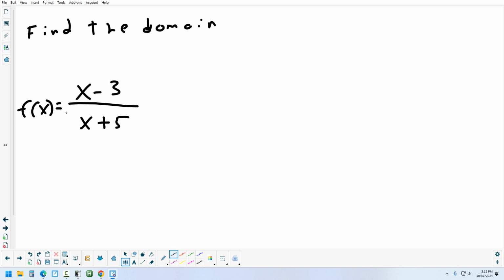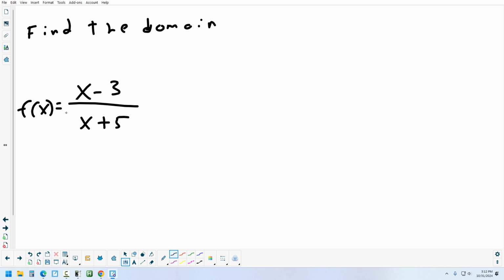Maybe positive 3. So the domain is all the numbers we can plug in here and not run into any problems. So it's negative infinity to negative 5, right? Mhm. And then close parentheses and then the connecting thing, and then negative 5 to positive. No, any number not negative 5. It's not negative 5 to positive 3, right? Because it can be between.